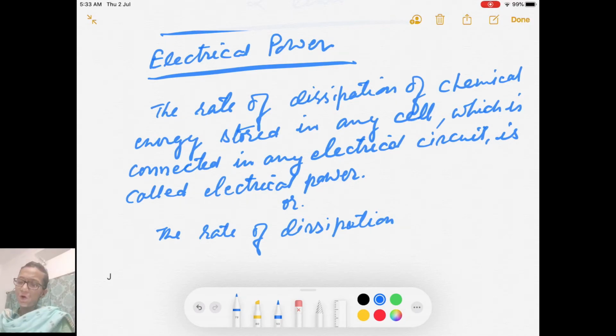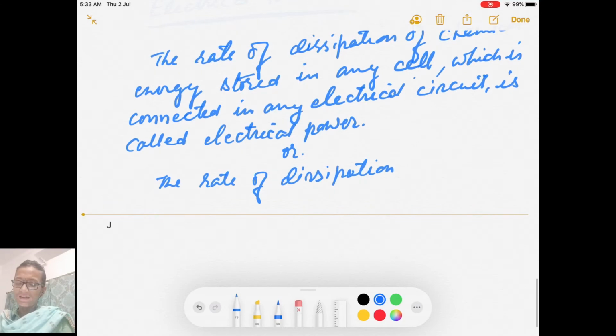Now, the rate of dissipation of chemical energy stored in any cell, which is connected in an electrical circuit, is called electrical power. In another way, you can also say that the rate at which electrical energy is changed into other forms like heat energy at any resistance in any circuit is called electrical power.